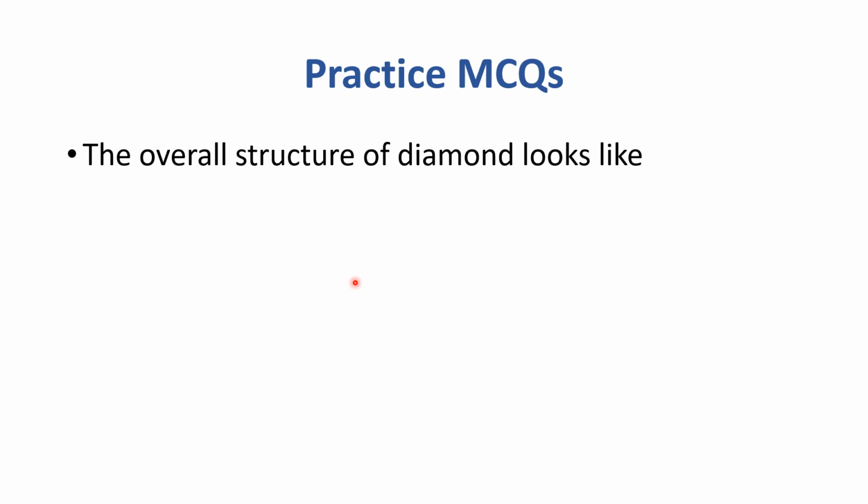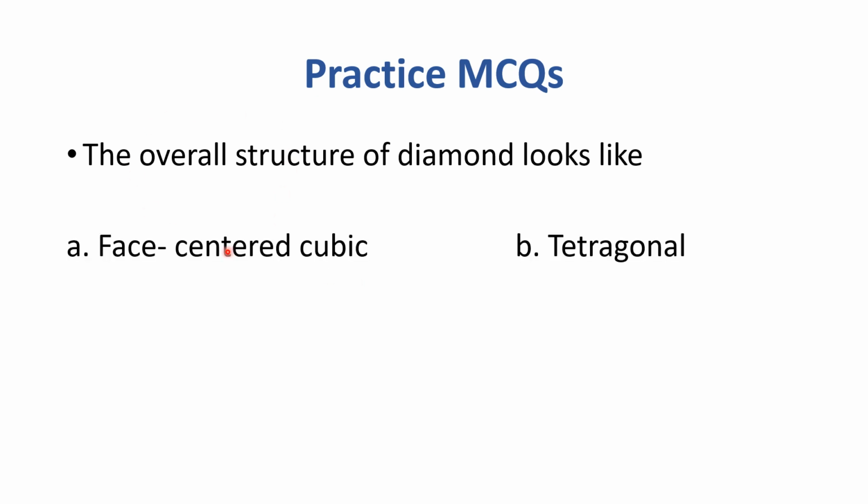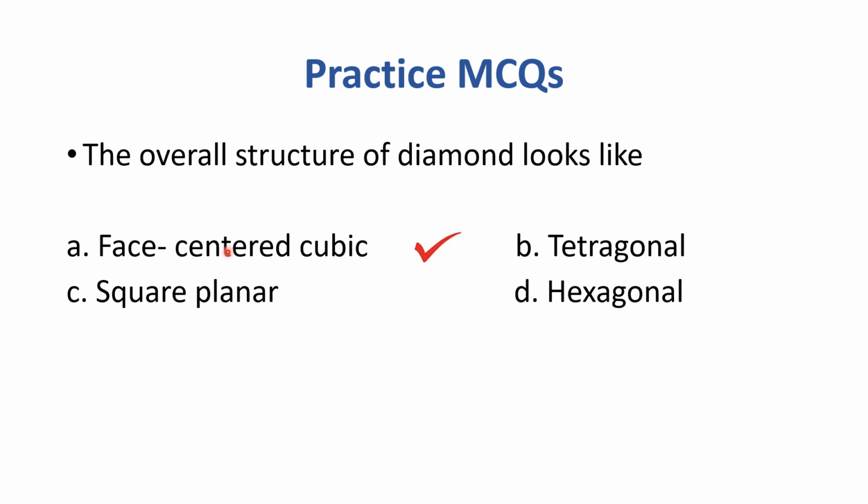Let's discuss a question. The overall structure of diamond looks like face-centered cubic, tetragonal, square planar, or hexagonal. And the structure of diamond is face-centered cubic. So this was all about the properties. I hope you have understood it well, and thank you so much.